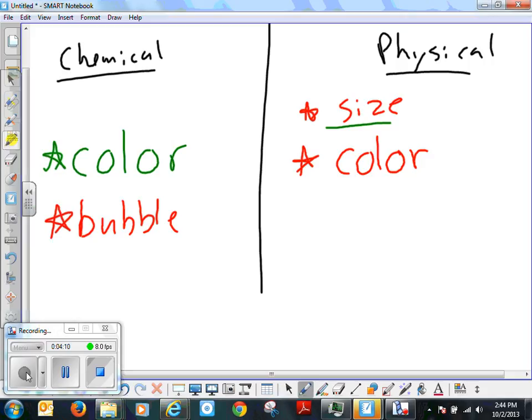So when would seeing a bubble be a physical change? Any ideas?